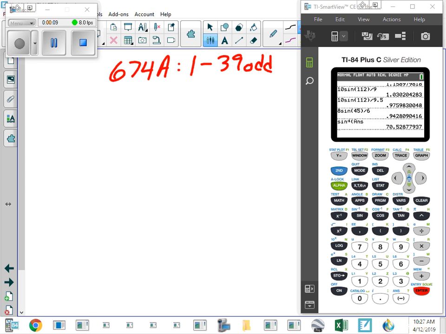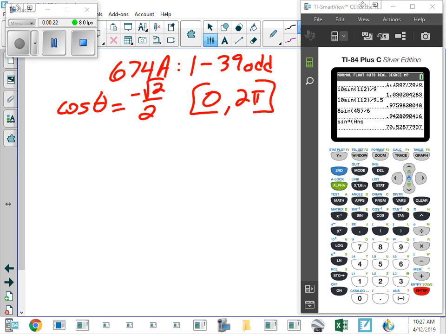All right, number 1. Where is the cosine of theta equal to negative root 2 over 2 from 0 to 2 pi? So we want to know what is every angle inside a full rotation where the cosine equals negative root 2 over 2. Well, cosine is the x value, so we're looking in quadrants 2 and 3.